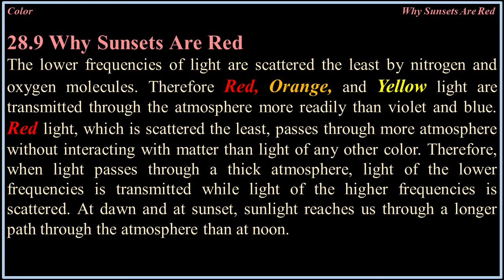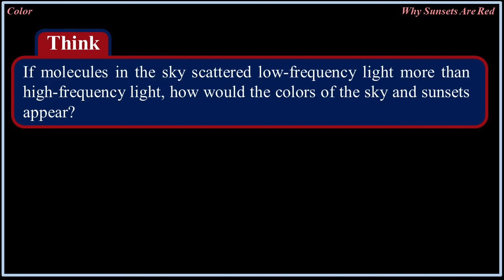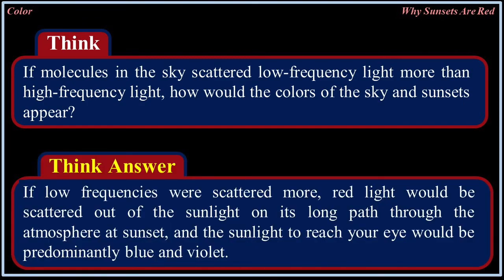If molecules in the sky scattered low frequency light more than high frequency light, how would the colors of the sky and sunsets appear? If low frequencies were scattered more, red light would be scattered out of the sunlight on its long path through the atmosphere at sunset, and the sunlight to reach your eyes would be predominantly blue and violet.